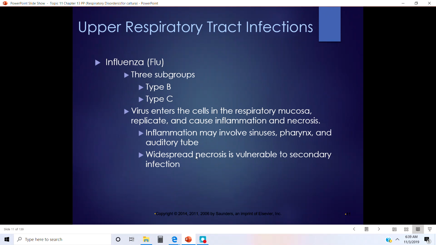And since there's necrosis going on, there's always that possibility of a secondary bacterial infection, right? So that's always a possibility that we have to worry about. That's why a lot of times when somebody does have the flu, they may even get a prescription for an antibiotic just to prevent a secondary bacterial infection.